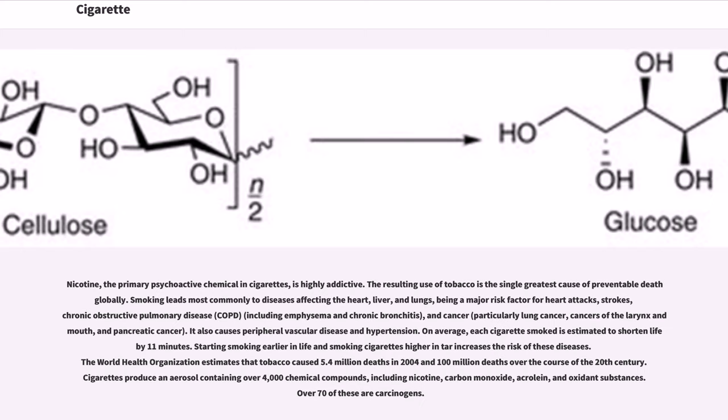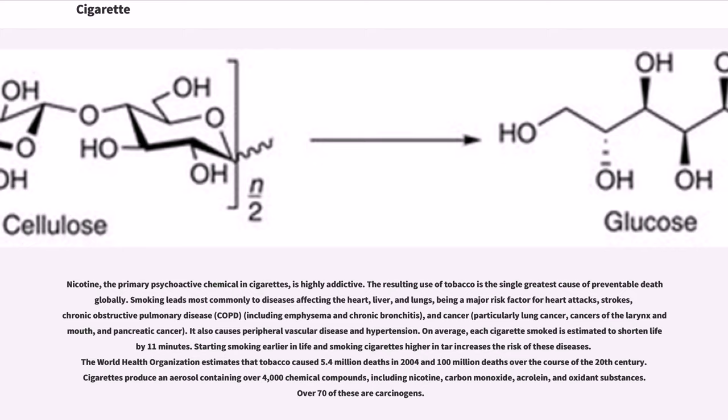Nicotine, the primary psychoactive chemical in cigarettes, is highly addictive. The resulting use of tobacco is the single greatest cause of preventable death globally. Smoking leads most commonly to diseases affecting the heart, liver, and lungs, being a major risk factor for heart attacks, strokes, chronic obstructive pulmonary disease, and cancer. It also causes peripheral vascular disease and hypertension. On average, each cigarette smoked is estimated to shorten life by 11 minutes.